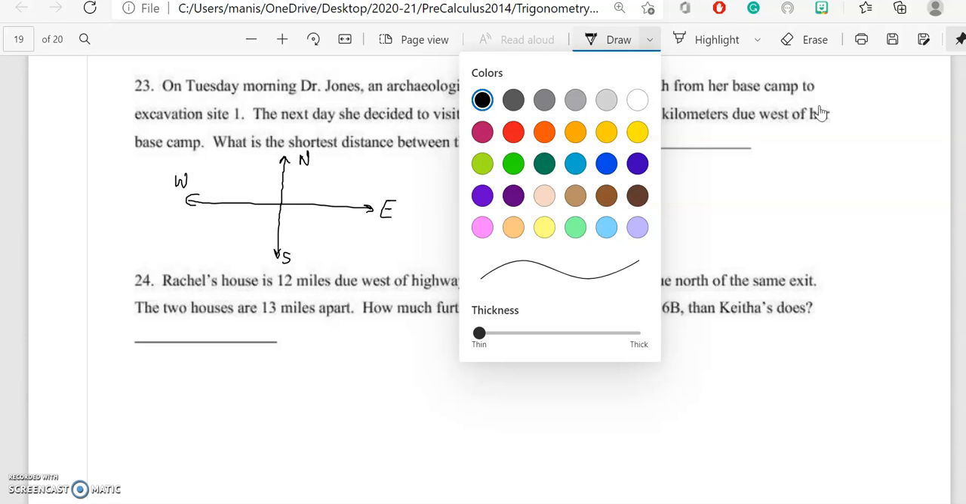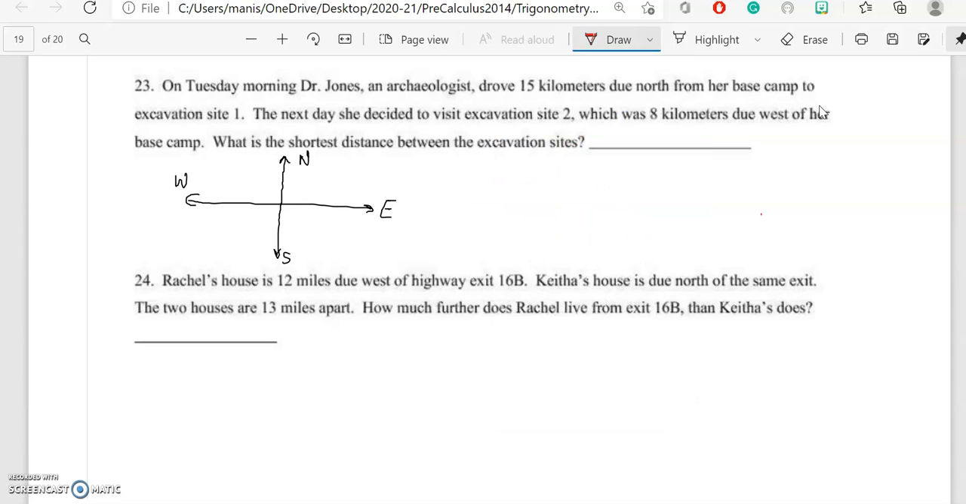Okay, so let's read the question, and based on that we'll take care of the question. Dr. Jones drove 15 kilometers due north. So let's take an example. Base camp is over here. So 15 kilometer north. Let's see, this distance is 15 kilometers, and this is your site 1.